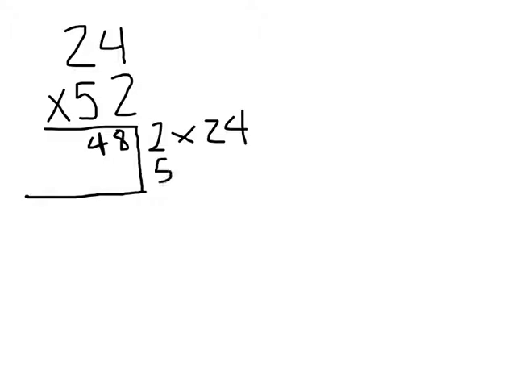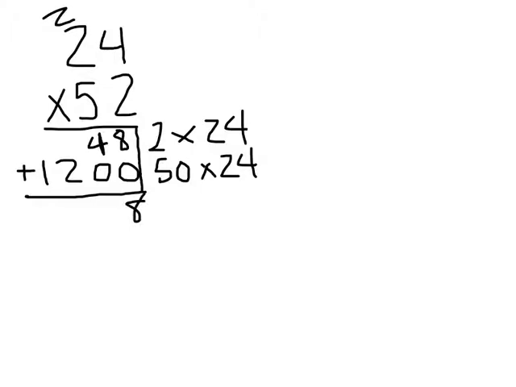Now let's multiply 50 times 24. What would be my second partial product? Well, I need to drop a 0. Then I can multiply. 5 times 4 is 20. Carry the 2. 5 times 2 is 10, plus 2 more is 12. 8 plus 0 is 8. 4, 1, and 2. 1,248 is my final answer.